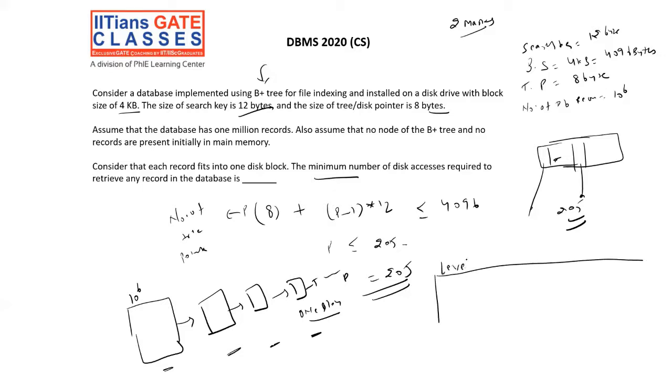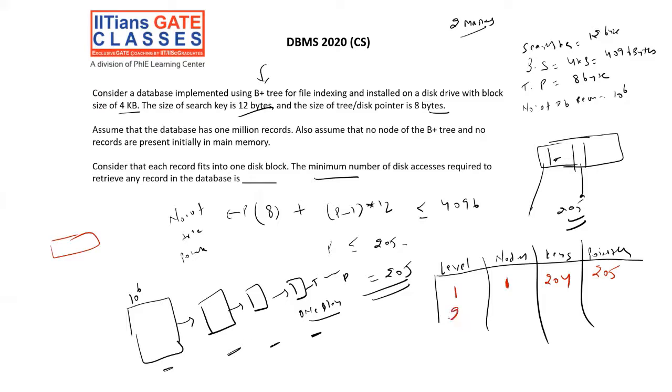This is your level table, and nodes possible on that level, then keys and pointers. So on level 1, only one node is there in the tree, right? How many keys possible? 205 pointers possible, so keys are 205 minus 1, that is 204. That number of search keys is possible in one node, right?